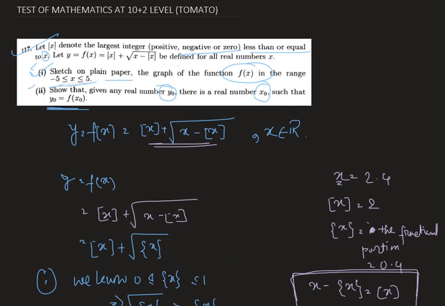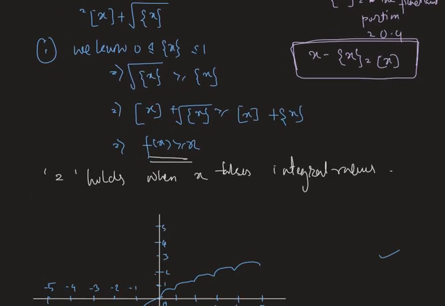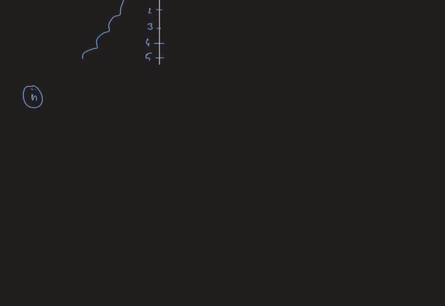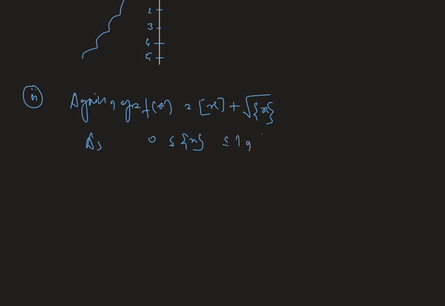In this next portion we have to show that given a real number y naught, there exists a real number x naught such that y naught is equal to f of x naught. Again y equals f(x) is given by box of x plus root over the fractional portion of x. As it is between 0 and 1, hence we can say that root over the fractional portion is always real. That's always true.